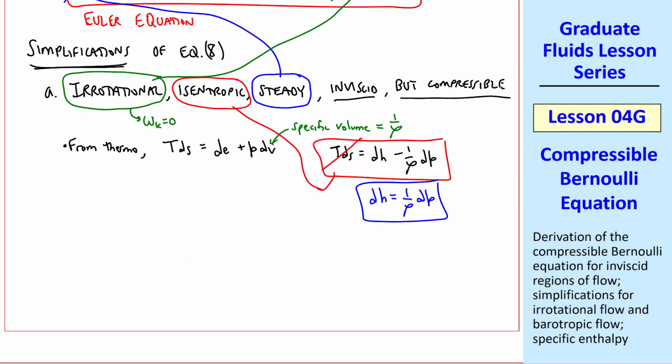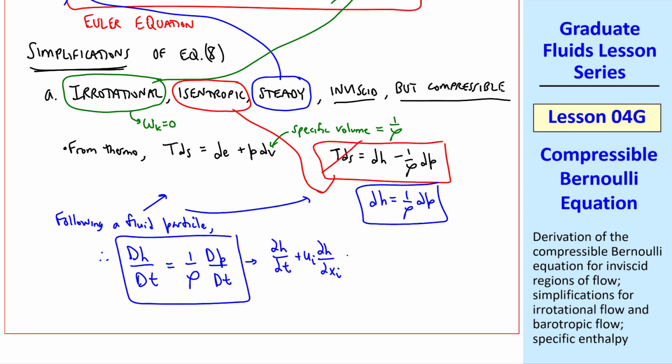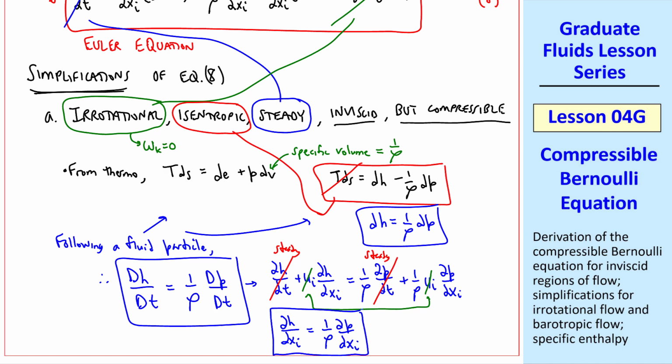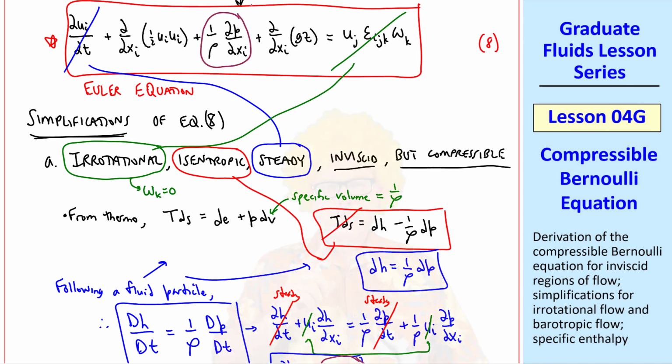These TdS laws are written for a system or a material volume. In other words, we're following a fluid particle. Therefore, we can use material derivatives and write this equation as dH/dt equal 1 over rho dP/dt, following a fluid particle. We expand the material derivative in the usual way by its definition, but again, we're talking about steady flow. So the unsteady terms go away, and the ui on each remaining term cancels, leaving us with ∂h/∂xi equal 1 over rho ∂p/∂xi. But notice that this term is the same as this term in our Euler equation.